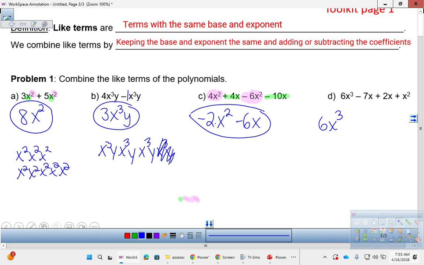Now I'm looking at that exponent of 2. If I wanted to have a like term with this x to the 2, I would need another x to the 2. And I don't have that, so I'm just going to keep that the same. The only like terms I have here are just my regular x's. To combine them, I'll keep the x the same, and I'll do negative 7 plus 2, which is negative 5.